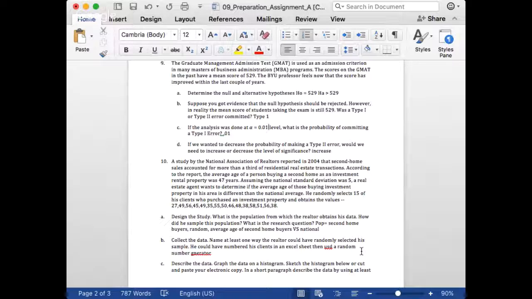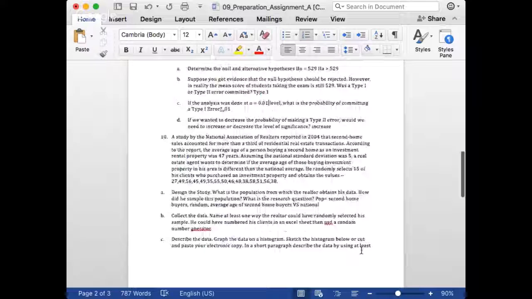Okay. So B is collect the data. Name at least one way the realtor could have randomly selected his sample. Basically, all this is asking is how you would get a random sample with this data, and it's not a hard question. We could list the clients in an Excel sheet, number them, and use a random generator. It's not hard to get a random sample. Very true.